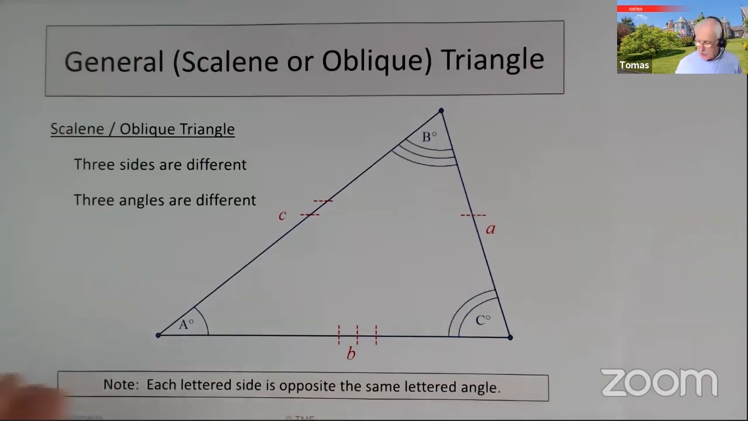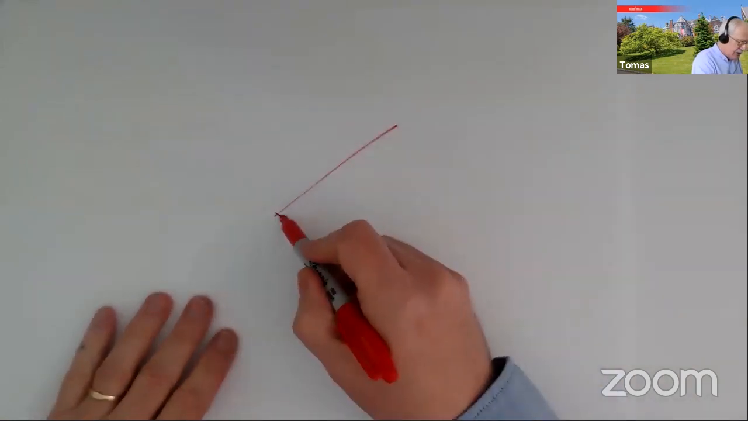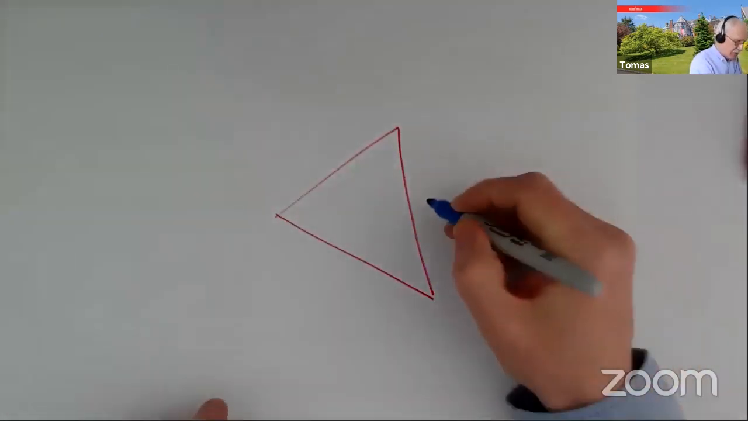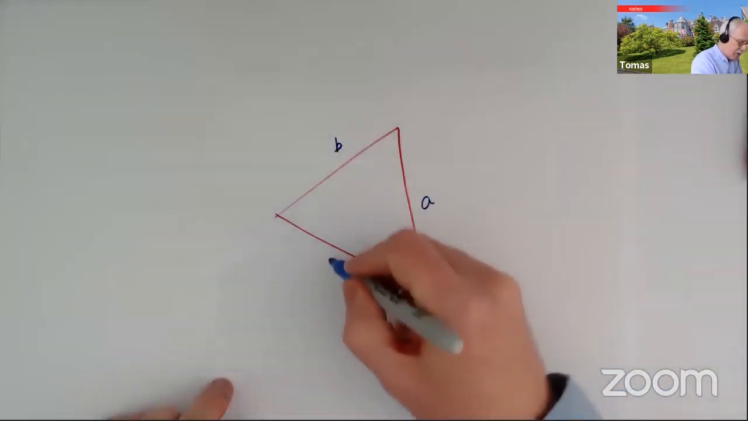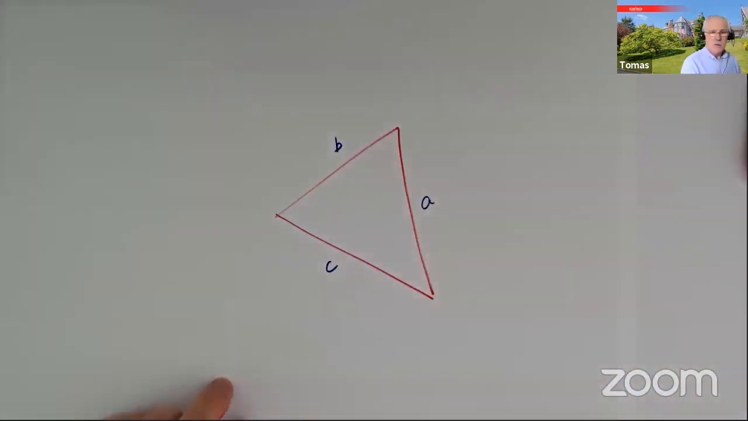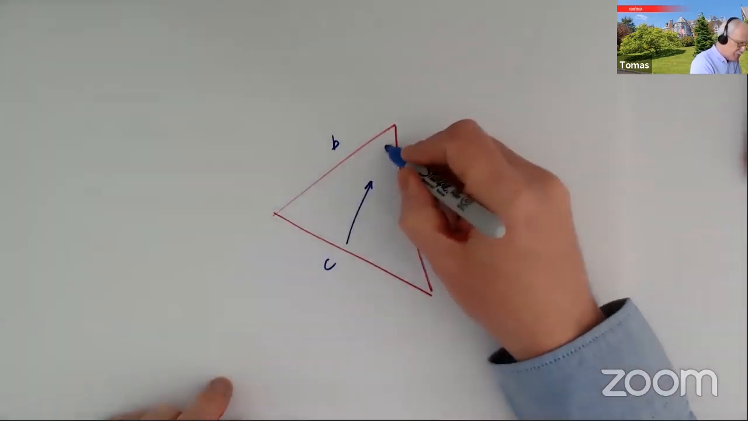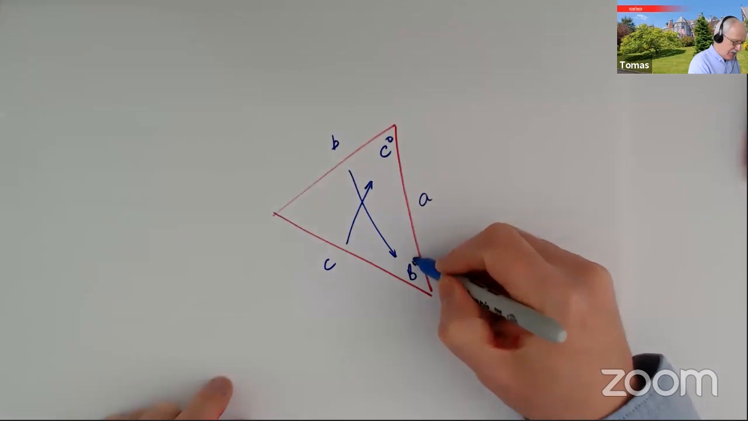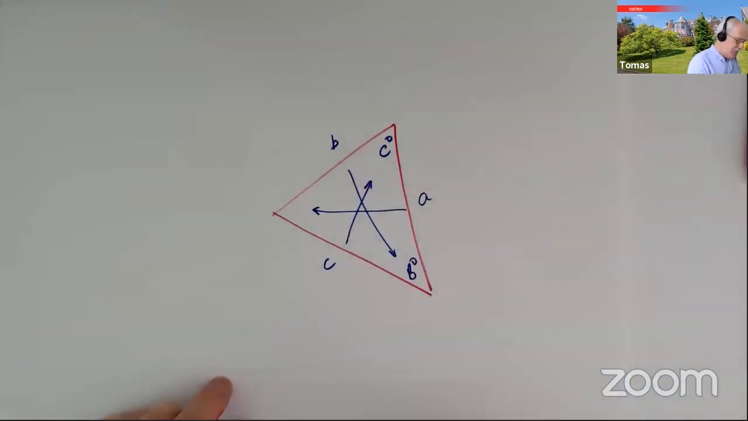So you can draw a triangle any way you like. You can call A, B, and C anything you like. So you create a triangle in your own preferred way, and you say, I'm going to call that A, I'm going to call that B, and call that C. But once you do, this must be angle C, this must be angle B, and this must be angle A.